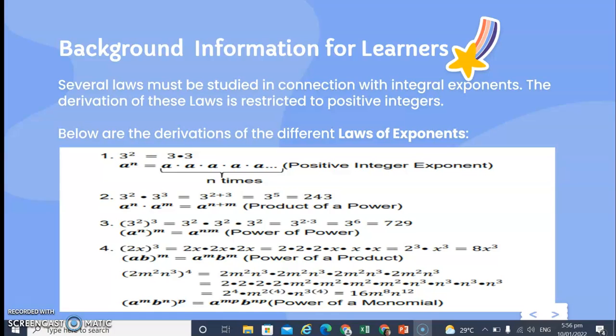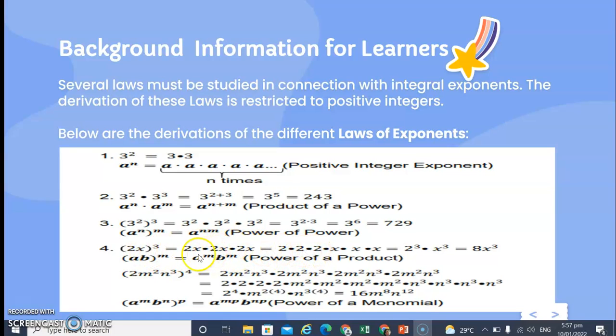Okay? Number 4. We have 2x raised to the power of 3. This means we take 2x as a factor 3 times, so we have 2x times 2x times 2x. So we have 2 times 2 times 2.